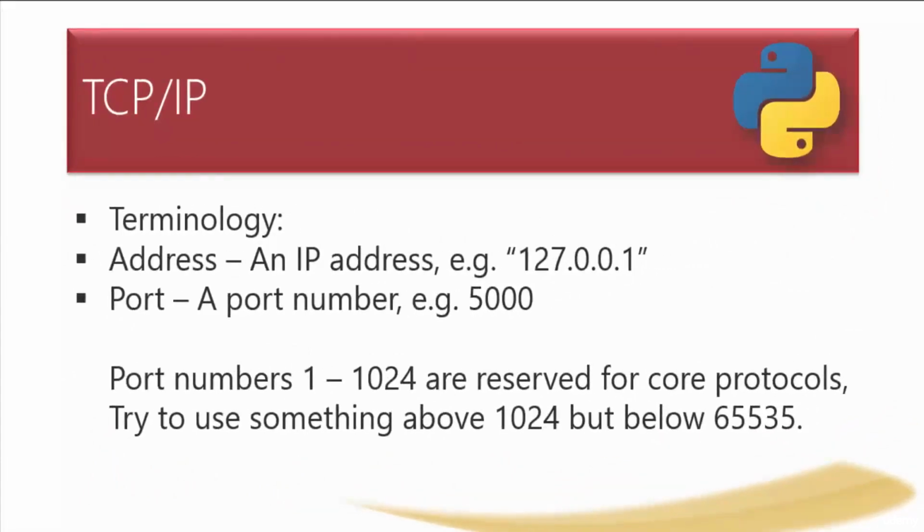The Transmission Control Protocol, Internet Protocol, is basically TCP/IP. The address, for example, could be 127.0.0.1, which is in fact the localhost of your computer. The port number can be any, for example, 5000, 5200, 5010, and so on. Typically, port numbers ranging from 1 to 1024 are reserved for core protocols, so we try to use something above 1024, but below 65,535, which is the maximum.